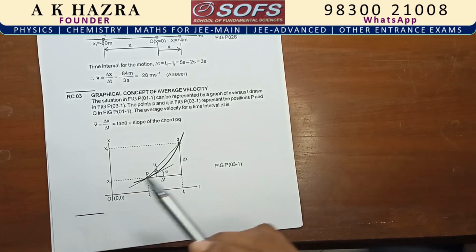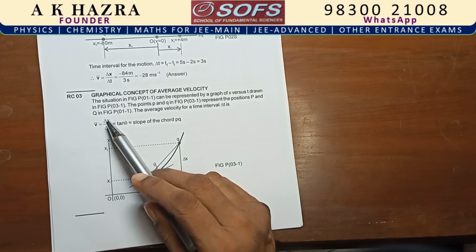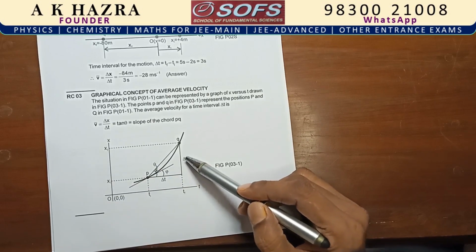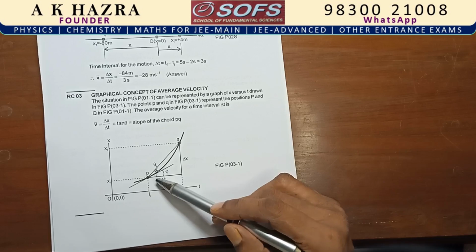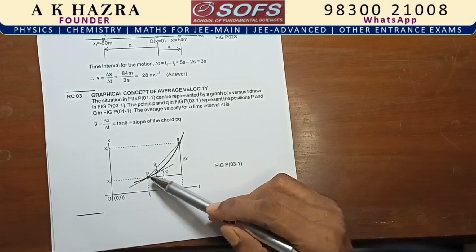Now what is the average velocity? We already defined it: delta x by delta t. So come here, delta x by delta t is what? Tan theta, and this tan theta is called the slope of the chord PQ.